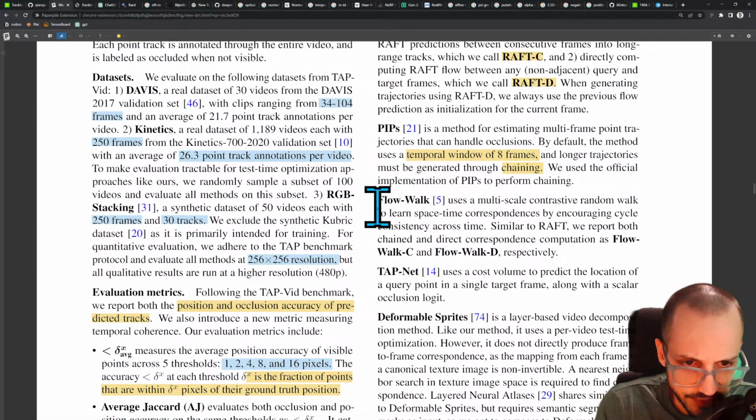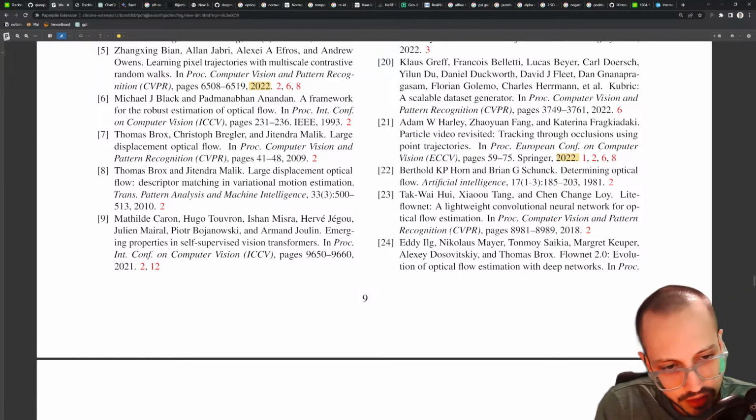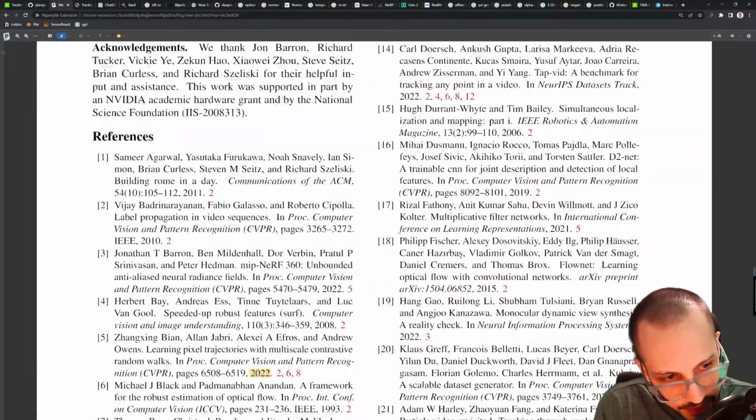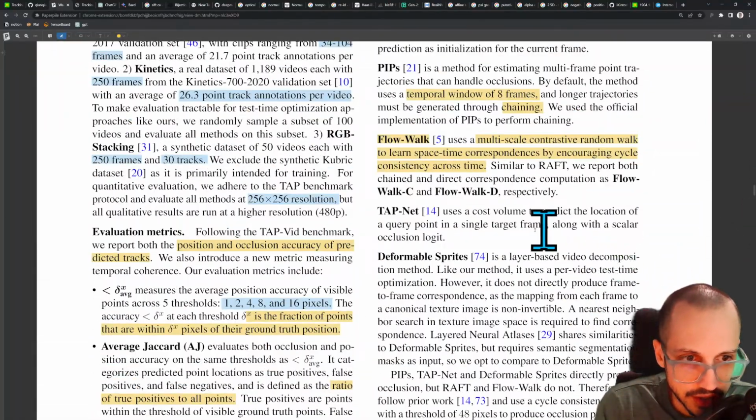They're going to compare to FlowWalk, multi-scale contrastive random walk. What is this? I've never heard of this, but this sounds pretty cool. Is this a recent paper? 2022? Yeah, this is pretty recent. Okay, that's kind of cool. It's a CVPR paper from 2022. It uses contrastive learning. That's interesting.